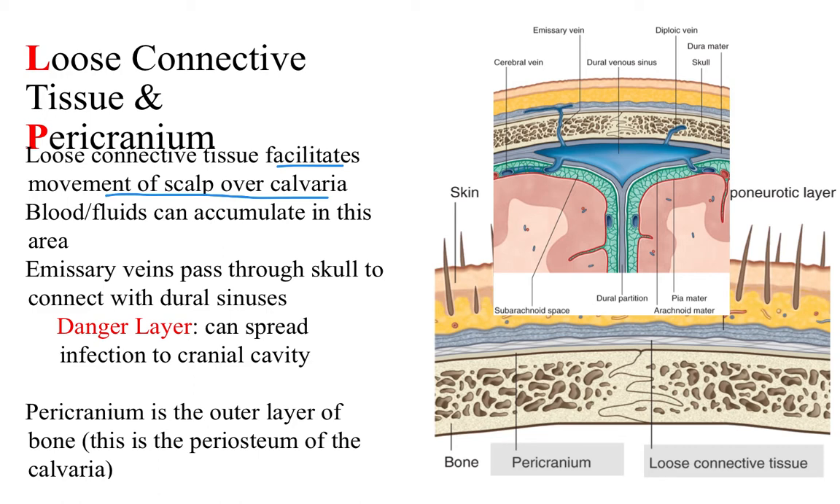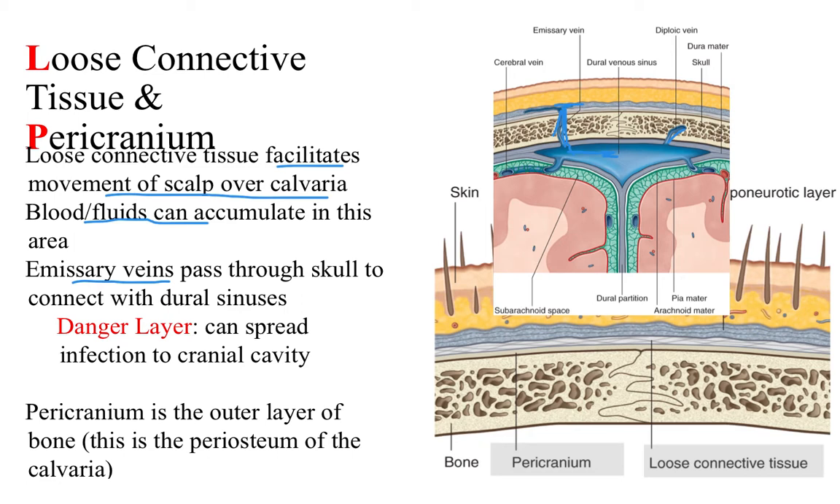All right. One of the features of this, though, is that blood and fluids can accumulate in this area due to the connections between the dural sinuses and channels between it and the loose connective tissue through the bone, through the skull. These are called emissary veins. These emissary veins right here are going from the dural sinus to the loose connective layer.